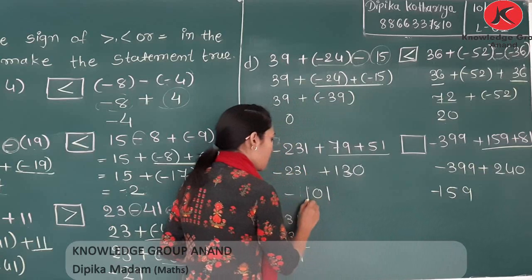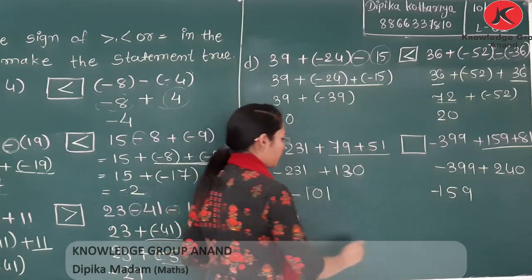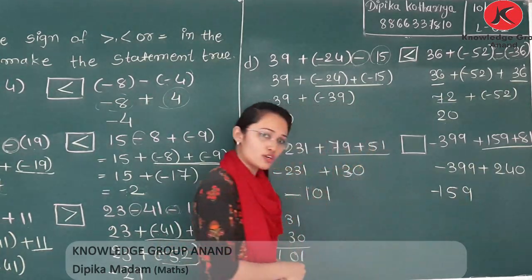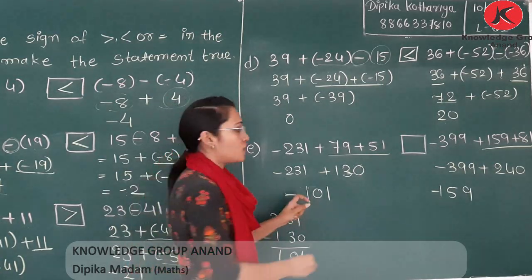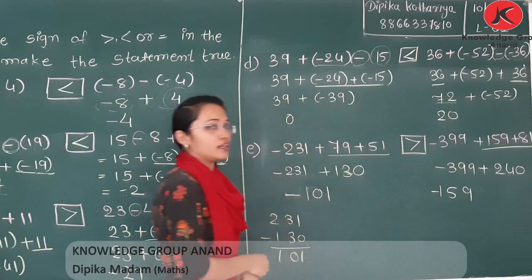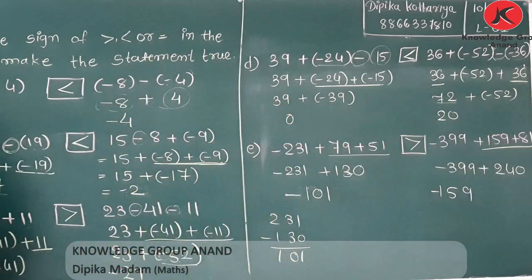Now comparison. 101, that is negative, and 159, that is also negative. Which one will be greater? 101. Okay, so that will be the greater than sign in the box.